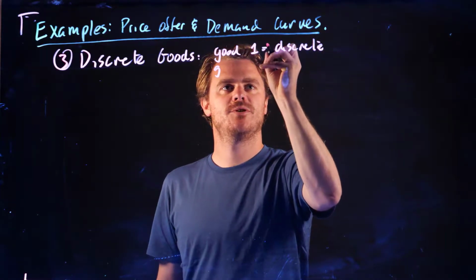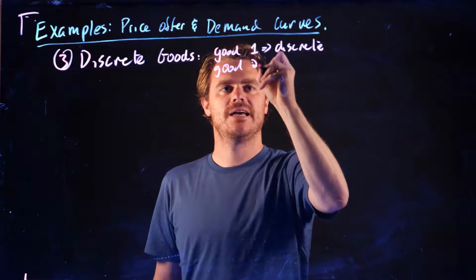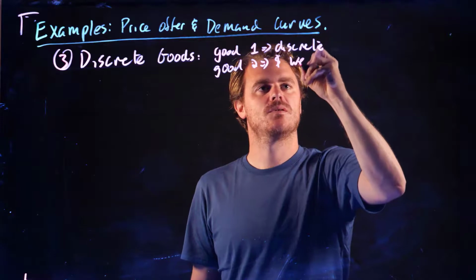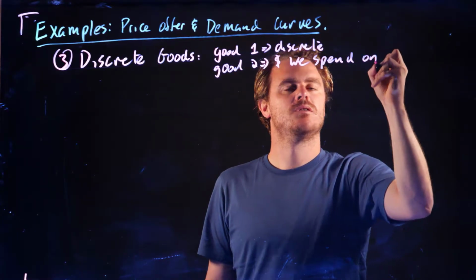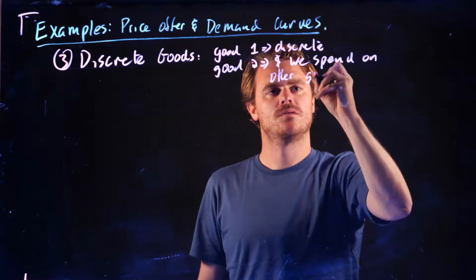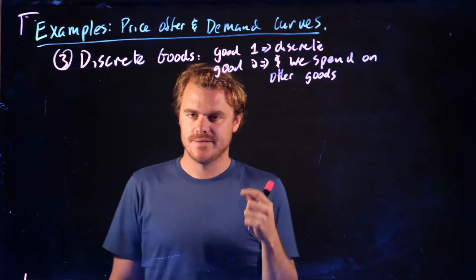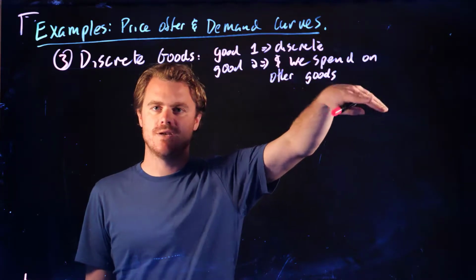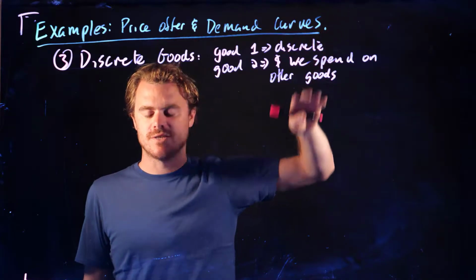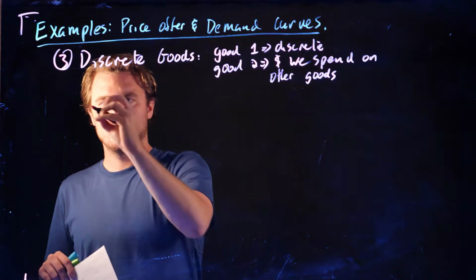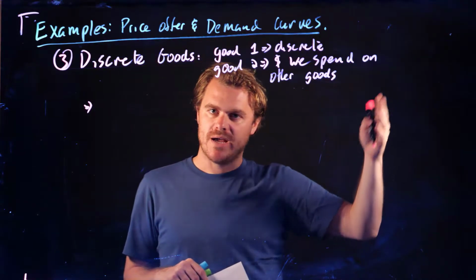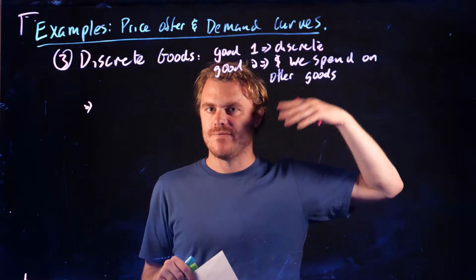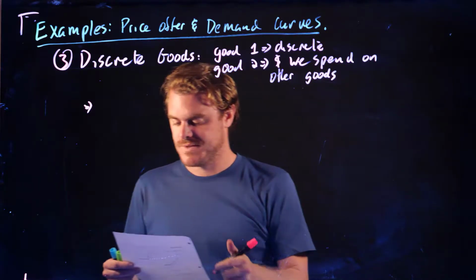And let's say good 2, in this case, is going to be money that we spend on other goods. So good 1 is something we can buy in discrete amounts, like cars or something, and good 2 is all the money we're spending on all the other kinds of goods. We talked about the demand a bit for this kind of good, but let's think a little further in terms of trying to draw their demand curves.